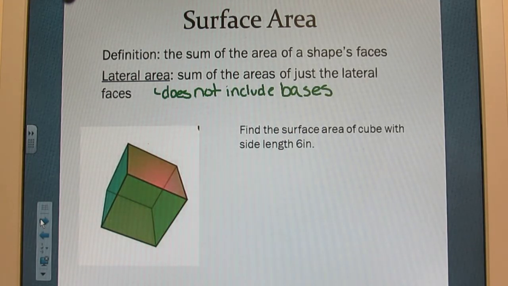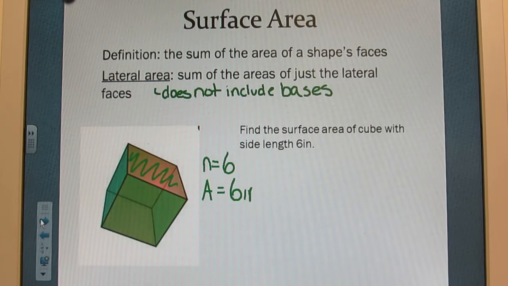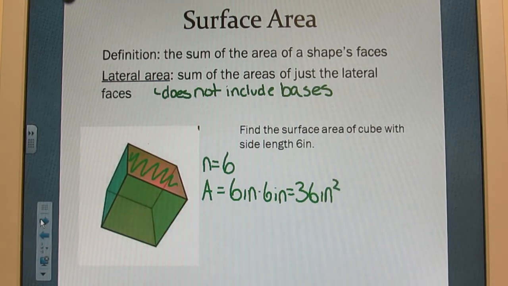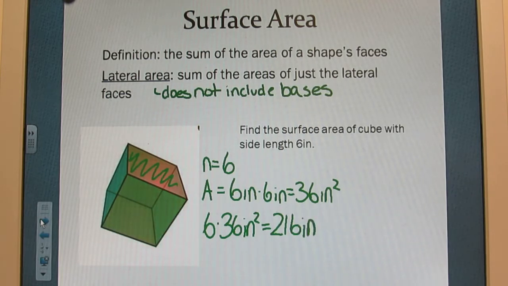So what if I'm given a cube and I'm asked to find the surface area if the side length is 6 inches? Well, I know that a cube is made up of 6 faces, and they're all congruent. And I also know that the area of one face is going to be 6 inches times 6 inches, which equals 36 inches squared. Okay? So then, how do I find the surface area? Well, I have to multiply my number of sides times the area of one side, and I get that it's equal to 216 inches squared.